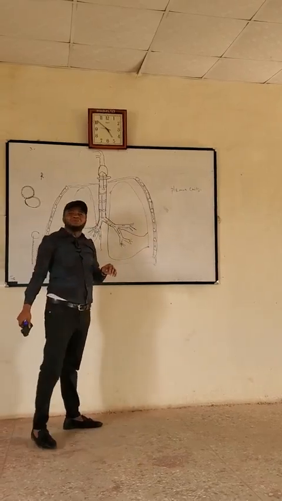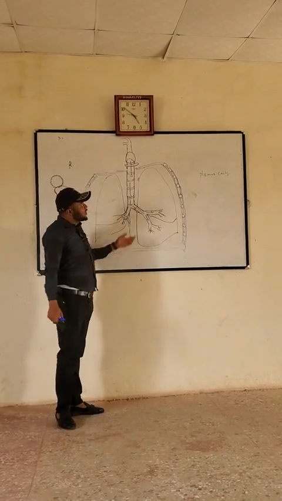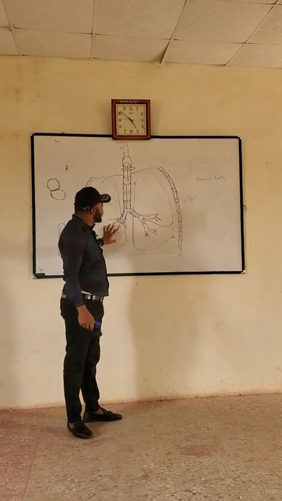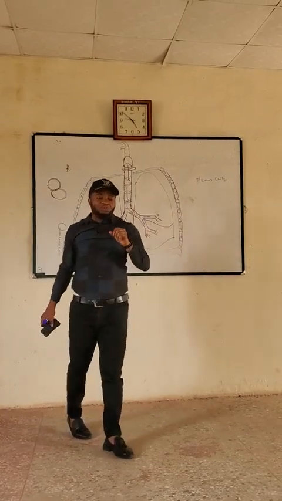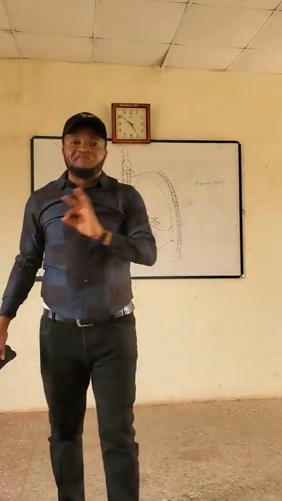The lungs are not anatomically attached to the thoracic wall. Rather, there is a pleural cavity with pleural fluids that enables the lungs to perform inflation and deflation without any mechanical friction.